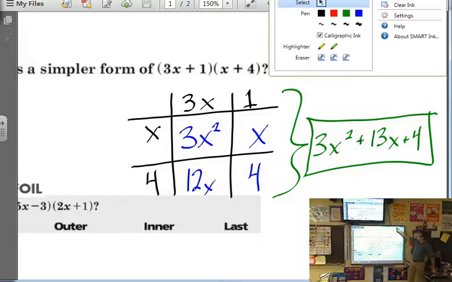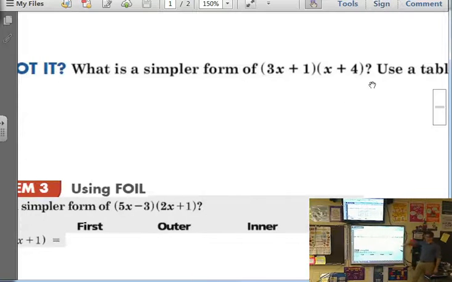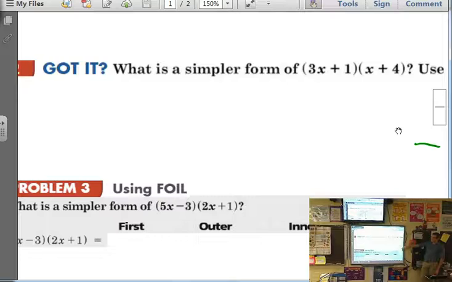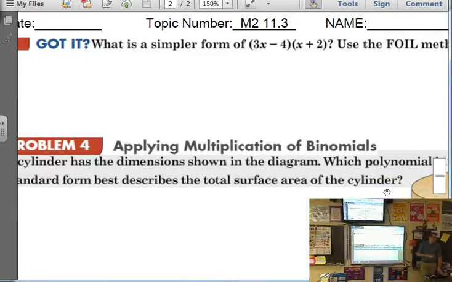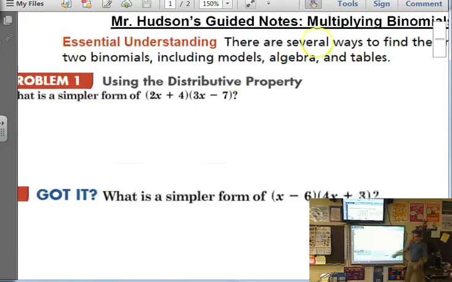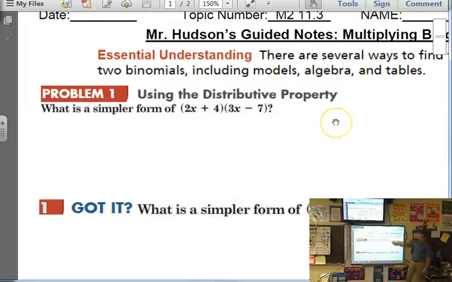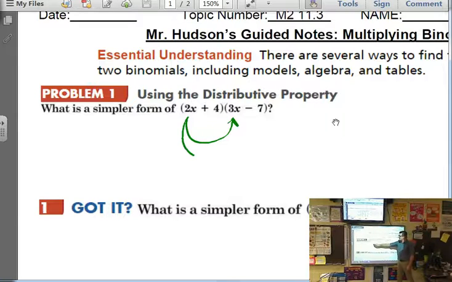Because we had introduced FOIL earlier, can we go ahead and skip the problem 3 part where it just formalizes how we do FOIL? The difference of how we would have done problem 1 if we didn't know how to FOIL would have been that we would have had to long distribute each of them. So here, don't write anything down. I want to show you why we're skipping part 3. Problem 1, how it wanted us to do it, would have said 2x times the 3x and 2x times the negative 7. Then 4 times the 3x and 4 times the negative 7.